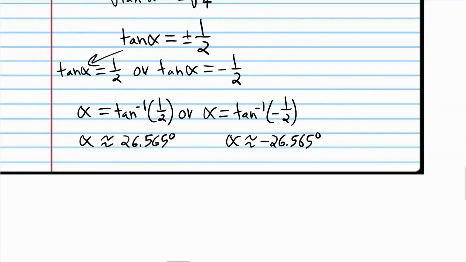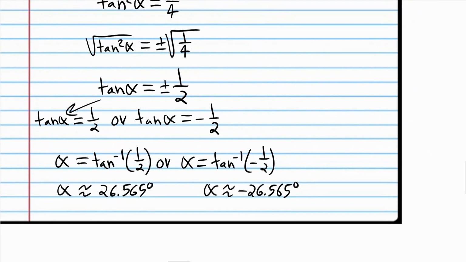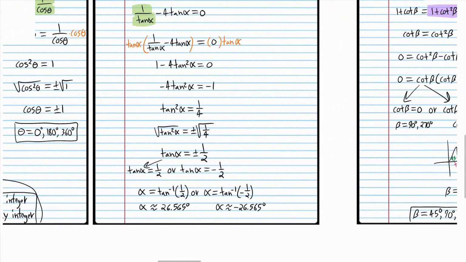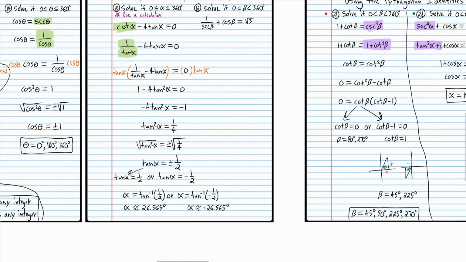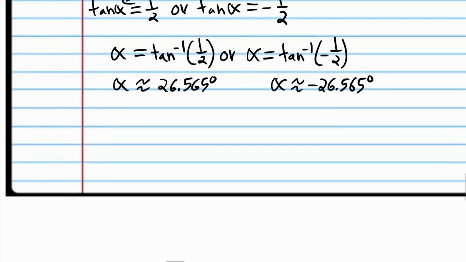But the negative is obviously not going to be one of our answers. So let me shrink all this so we can get some more room. But these do give us the reference angles, and this is definitely one of our solutions. So the first quadrant solution is 26.57 degrees. I'm going to round off.